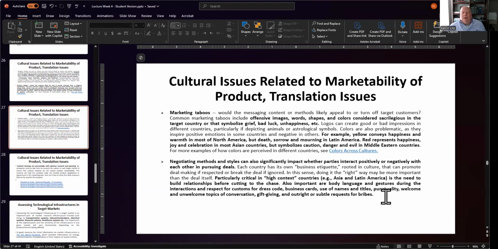Sometimes you want to be careful with images, offensive images. Yellow is happiness and warmth in most of North America, but in Latin America, this is a generalization, it can represent death, sorrow, and mourning. Red might represent happiness, joy, and celebration in China, for example, but in Middle Eastern countries, it means danger and evil. Not every time, but that's sort of the subconscious connotation. Okay.